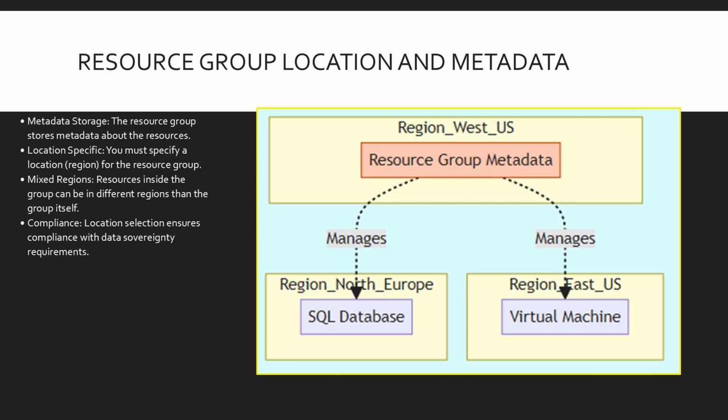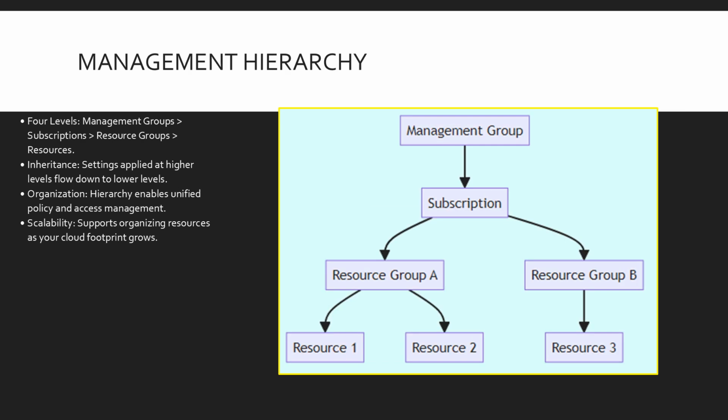This diagram illustrates the geographical decoupling. The resource group metadata resides in the region West US block. Dotted lines connect it to a virtual machine in region East US and a SQL database in region North Europe. This visual confirms that the management layer, the RG, can exist in a completely different physical location than the resources it manages.